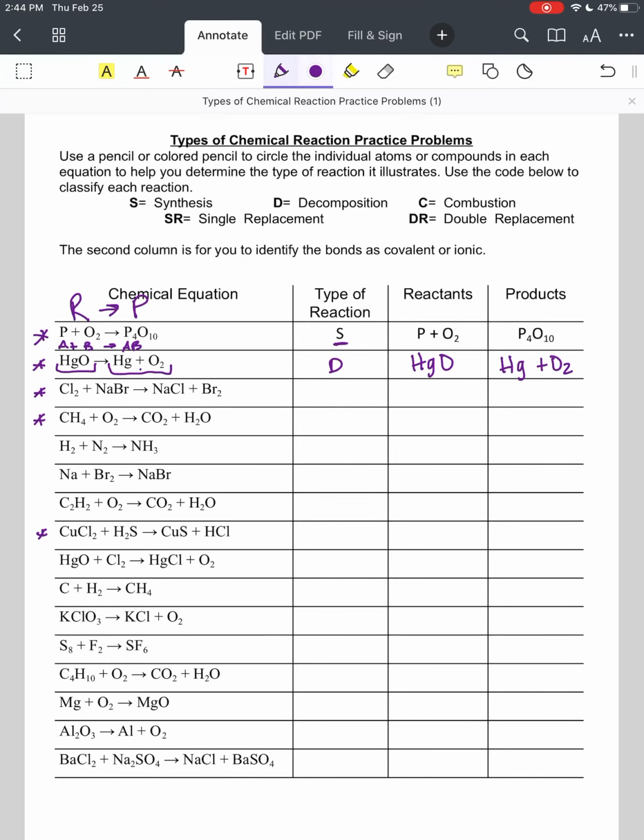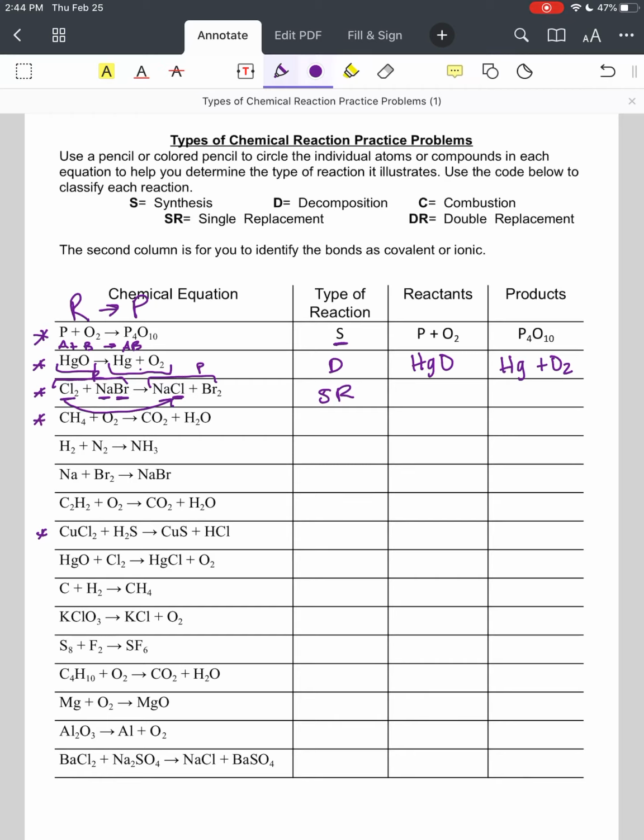For the third reaction, I can see that I have one thing, okay, and then I have NaBr. When I look over here, I can see that this chlorine has actually replaced bromine. So because I have one element that's replacing, it's called a single replacement. And I'm just going to list my reactants just like I did before. These would be my reactants. These would be my products right here.